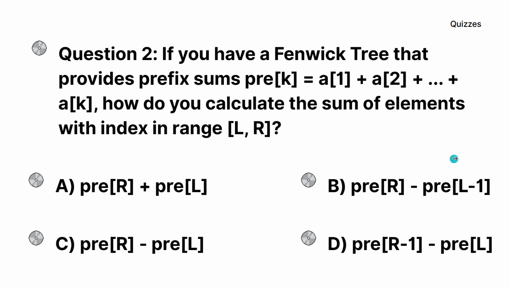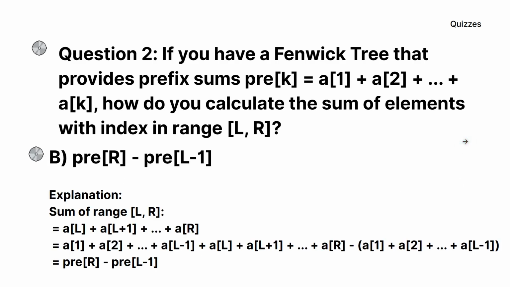And for question number 2, if you have a Fenwick tree that provides prefix sums, pre_k equals a1 plus a2 plus etc. plus ak, how do you calculate the sum of elements with index in range L to R? The answer is B, pre_R minus pre_(L minus 1). And this is the explanation for this problem.